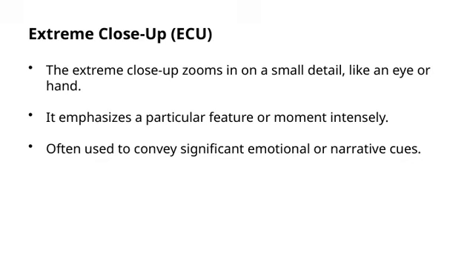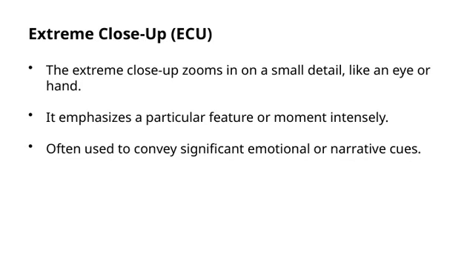This technique involves zooming in very tightly on a small detail, like an eye or a hand. It's all about focusing intensely on one specific element. By doing this, it emphasizes that particular feature or moment in a way that really grabs the viewer's attention. It's not just for show. It's often used to convey significant emotional cues or important narrative points. When you see an ECU, it's usually because the director wants you to connect deeply with a character's feelings or to highlight a crucial detail that drives the story forward.